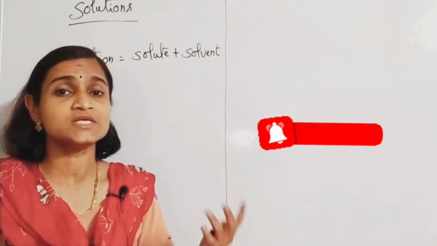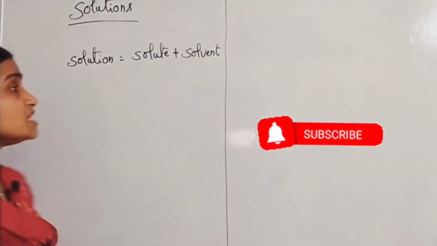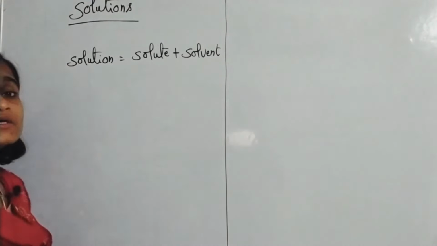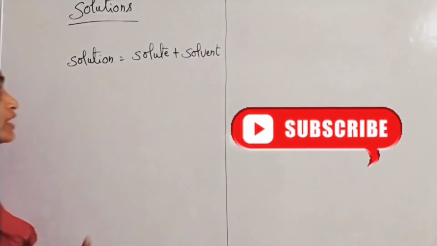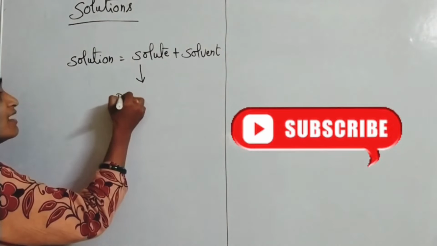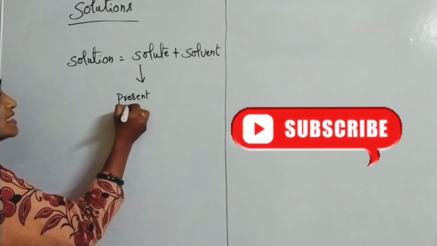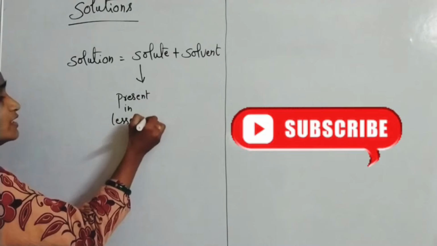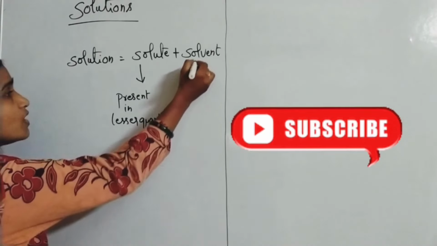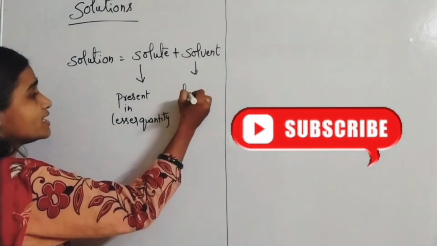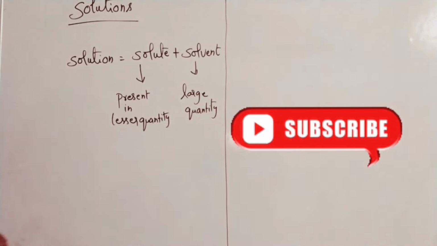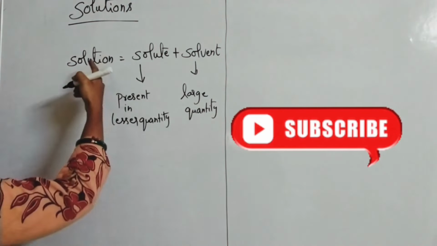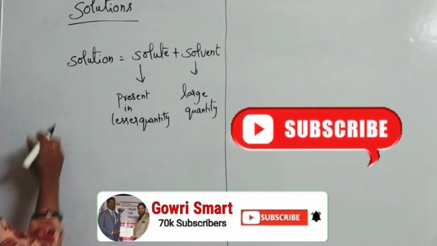You can change the composition of a particular solution by changing the quantity of solute and solvent. Solute is the one which is present in lesser quantity, and the component which is present in large quantity in the solution you call the solvent. So solute plus solvent always gives rise to a solution, and a solution is a homogeneous mixture.